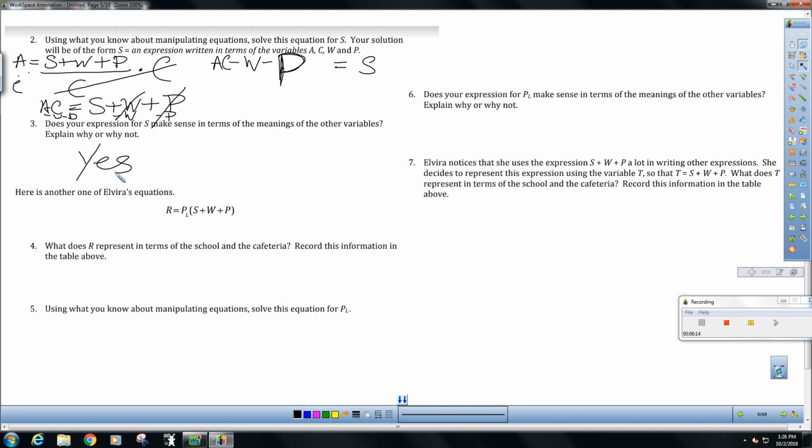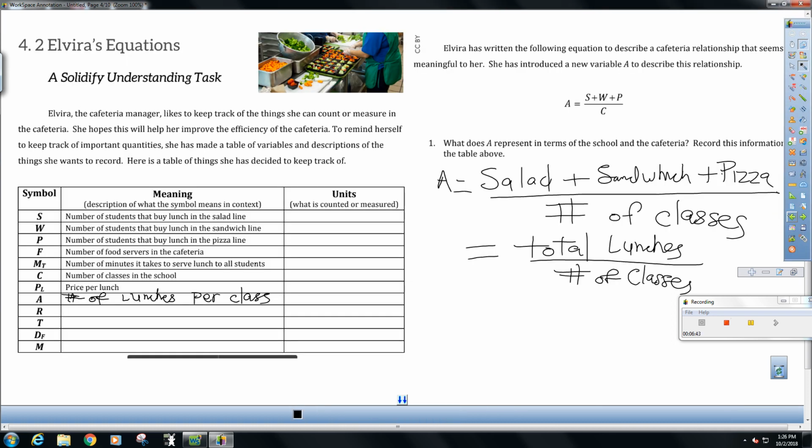Here is another one of Elvira's solutions. R is P sub L times the total lunches purchased. Remember, sandwiches plus salads plus pizzas, that's the total lunches. So R is the P sub L times the total lunches. What does R represent? Let's go back and look. That's the price per lunch.